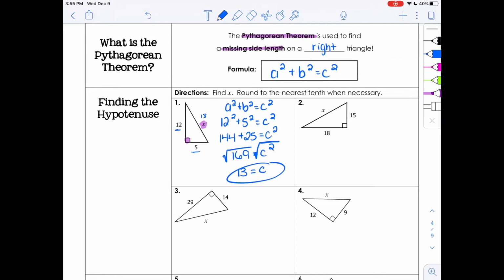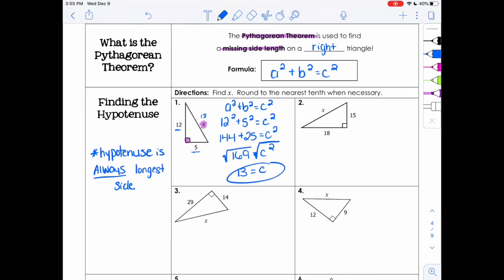Another important thing you want to keep in mind, we'll make a note of it over here to the side, is your hypotenuse is always your longest side. So when you're working these problems, one thing you want to check when you're done is making sure that diagonal is the biggest number out of all three of them.